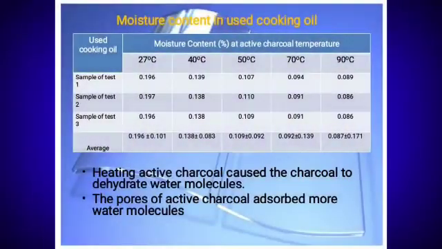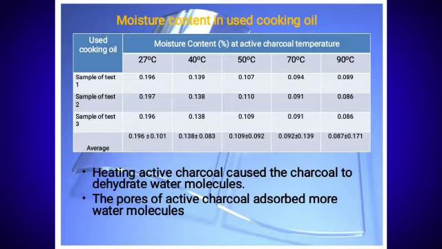so that the density of used cooking oil becomes small. The use of active charcoal adsorbent at room temperature for purification resulted in water content less than 0.2%, namely 0.196 plus minus 0.101%.